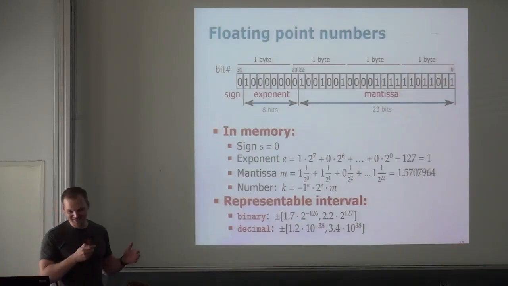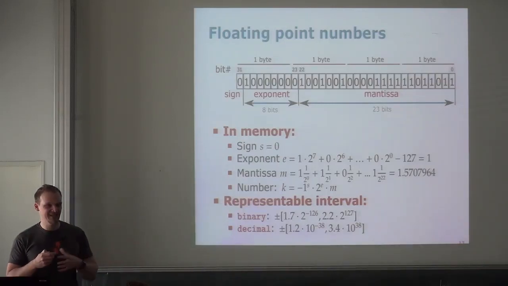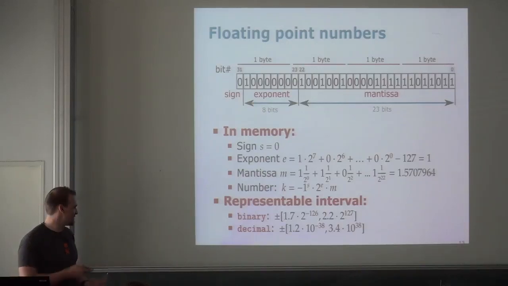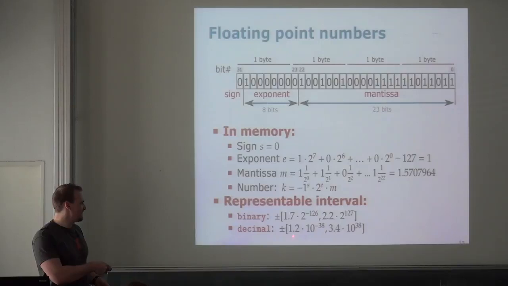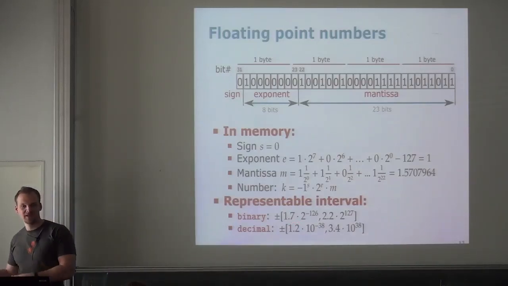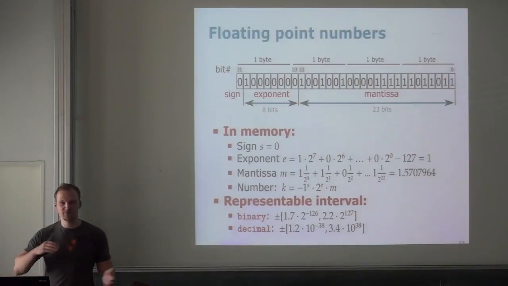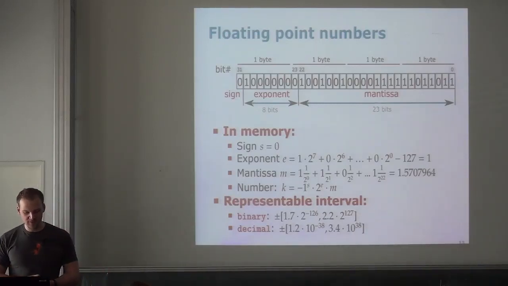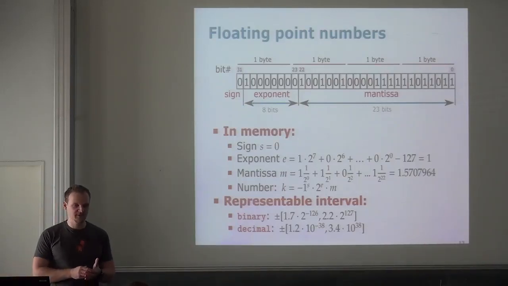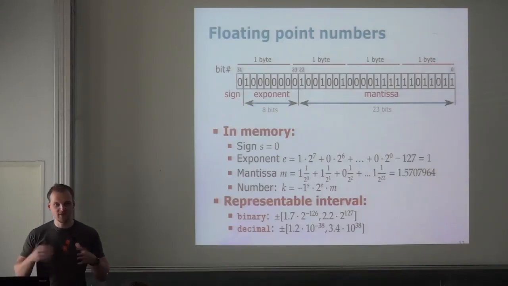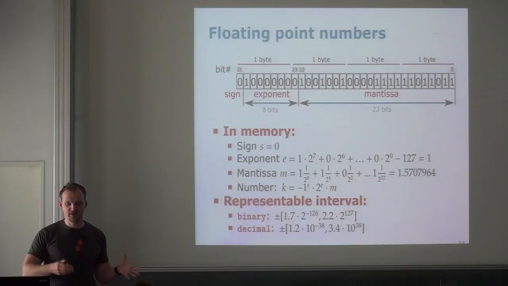Good. Okay. And the cool part of it is that we now can represent huge intervals of numbers. In binary it's like this, but in decimal it's insanely big numbers. You can go plus or minus, it doesn't matter, and the smallest number that you can represent is 1.2 multiplied by 10 to the power of -38, and you can go up to 3.4 multiplied by 10 to the power of 38. It's a huge number, right? So the range is insane compared to the integer.